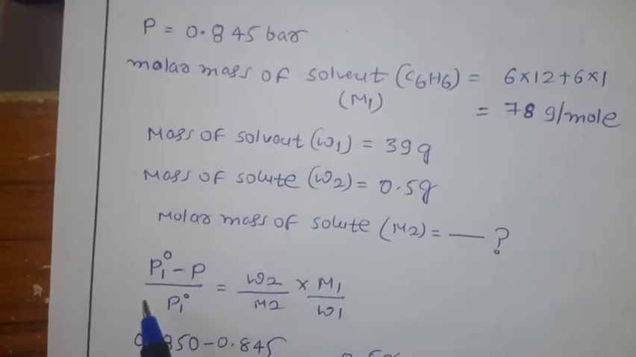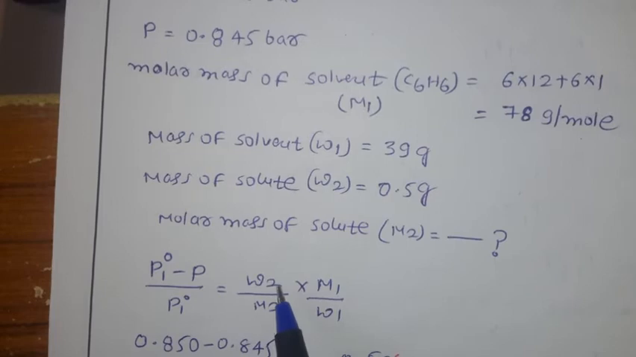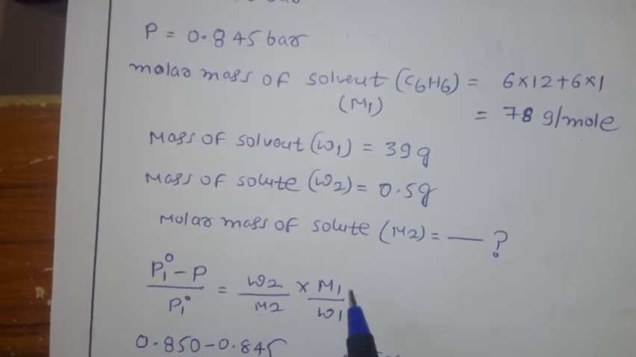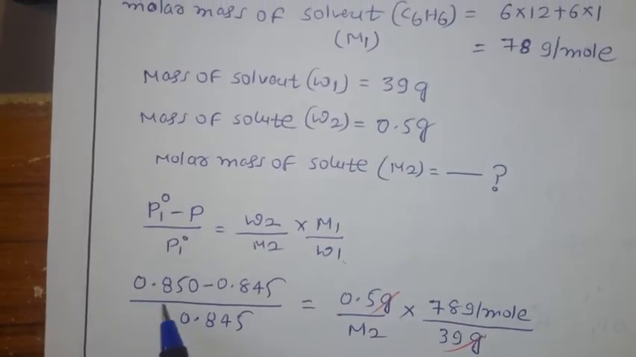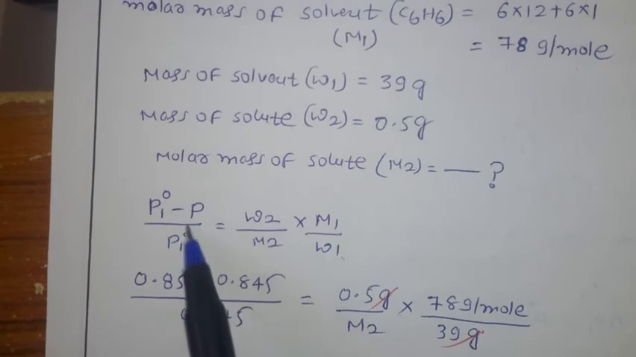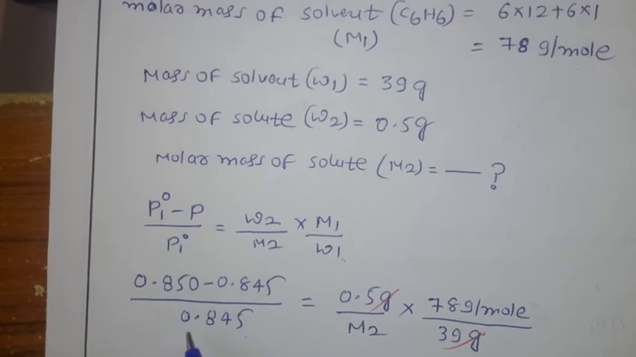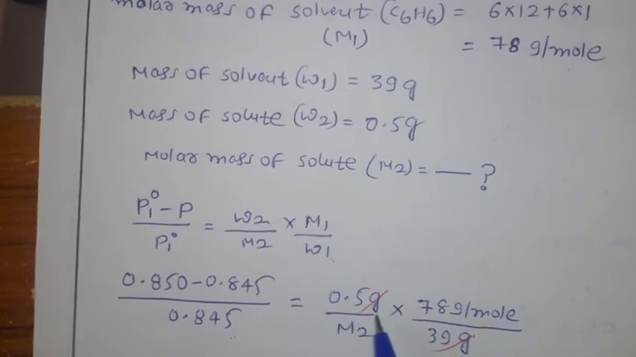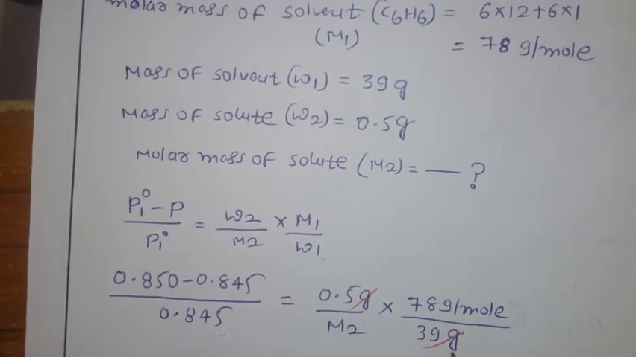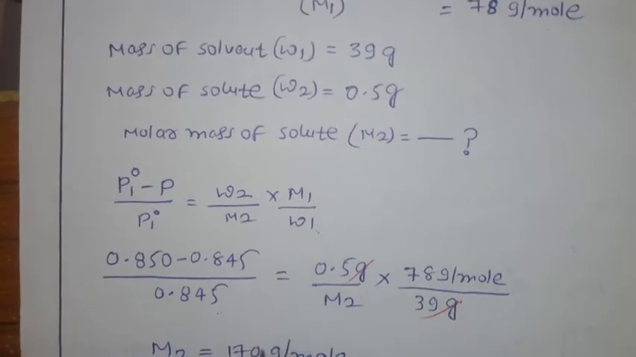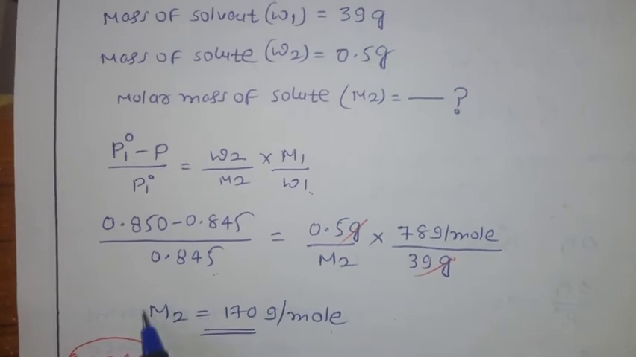Now let us go for the equation. We have (P1 naught minus P) divided by P1 naught equal to W2 divided by M2, into M1 divided by W1. P1 naught is 0.850, and for the solution we get 0.845. So (0.850 minus 0.845) divided by 0.850 equals W2, which is 0.5 grams, divided by M2, which we have to find out, into 78 grams per mole divided by 39 grams. Grams are going to get cancelled. Finally, on simplification, M2 equals 170 grams per mole. This is our molar mass of solute.